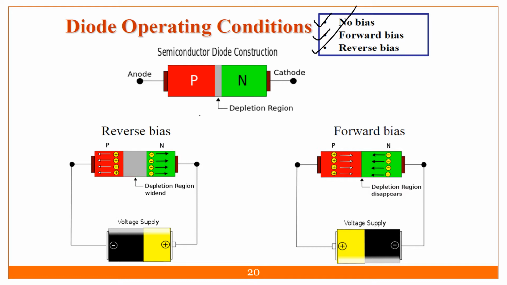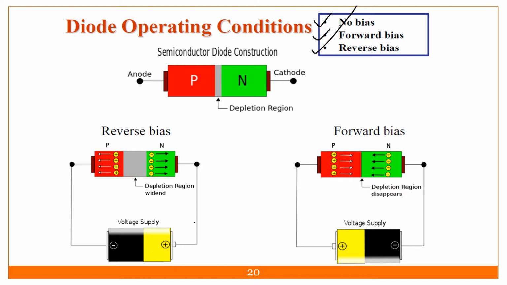Okay, fine. So what will happen if you are not connecting any supply, any potential across these two terminals, that is, the anode and cathode? If you are connecting nothing at all, the condition is called no bias itself. And if you are taking a battery, we know that a battery has a positive terminal and a negative terminal.